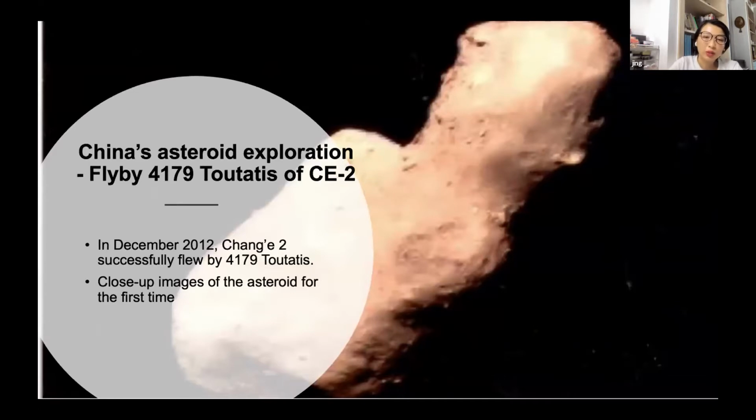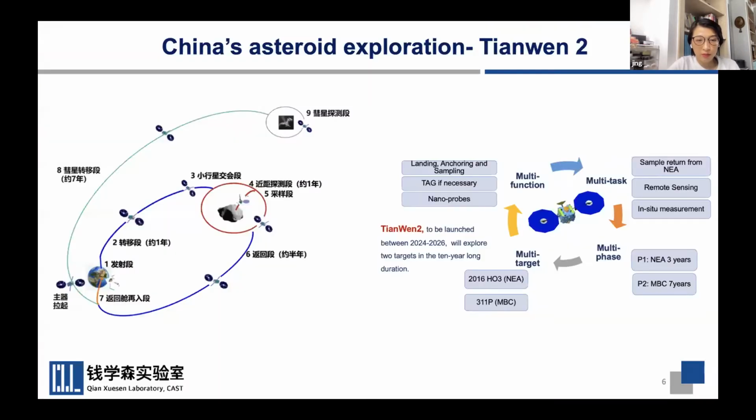China's asteroid exploration started with Chang'e 2 in December 2012. After its journey to the moon, Chang'e 2 successfully flew by the near-Earth asteroid Toutatis. It took the first close-up images of the asteroid. It looked like a ginger.